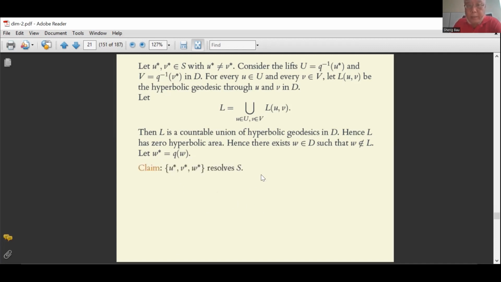Then these 3 points resolve the Riemann surface S, and we are going to prove it. The proof is elementary. After the uniformization theorem, these are elementary proofs. The uniformization theorem is not quite elementary. So let us take any point Z star from the Riemann surface, and we want to consider these 3 distances, from U star, V star, W star to Z star.